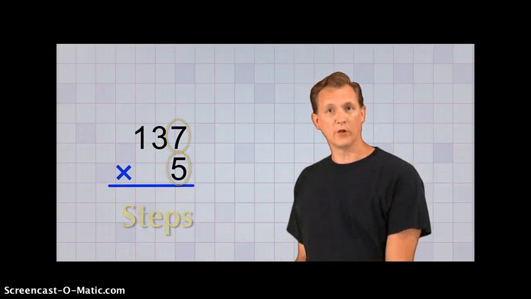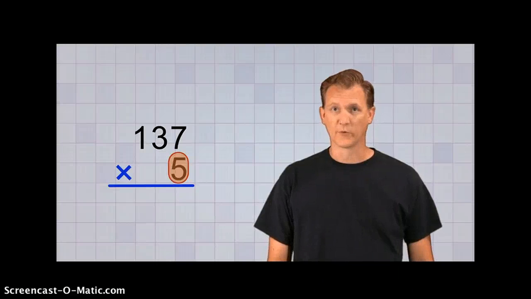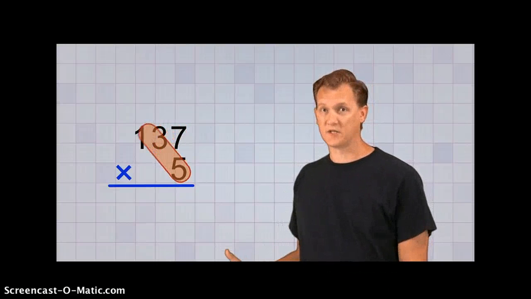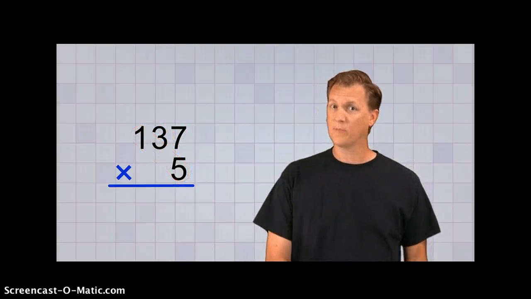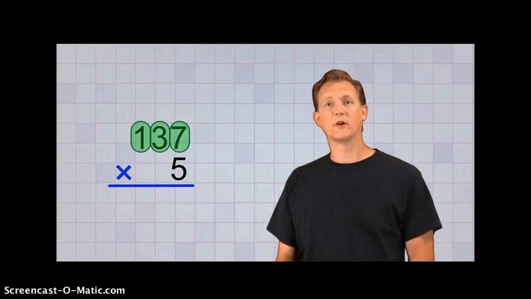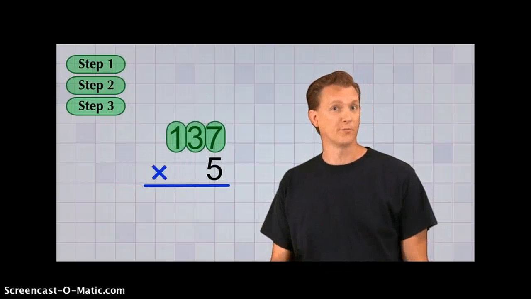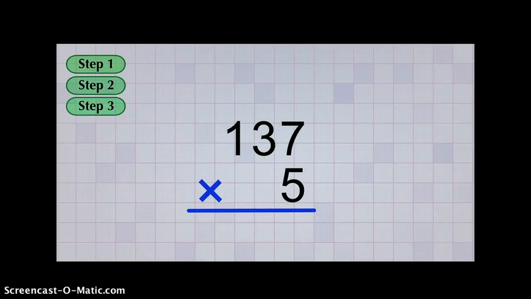Now in our problem, we only have one digit on the bottom, and we're going to multiply it by each of the digits in the top number. And since the top number has 3 digits, that means that our problem will have 3 small multiplication steps. For the first step, we multiply the bottom digit, 5, by the digit in the ones place of the top number, which is 7. We always start with the ones place and work our way from right to left. So 5 times 7 gives us 35.